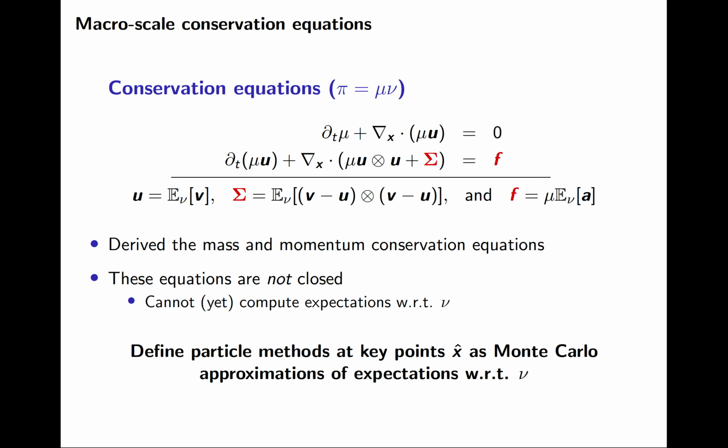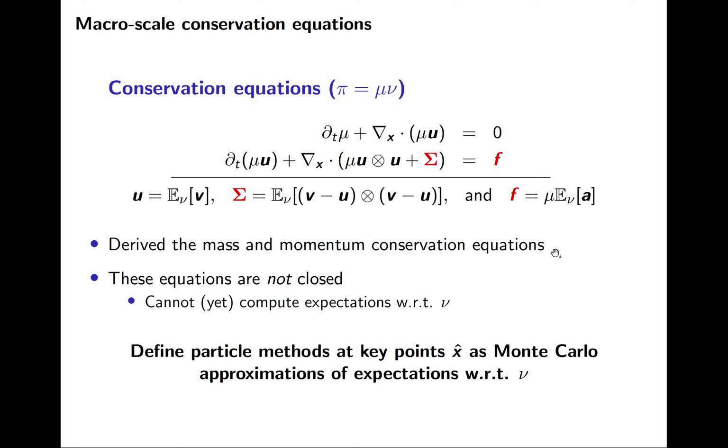This is very similar to a more traditional hydrodynamic model. In this type of hydrodynamic model, the sigma would be either parameterized by an effective viscosity or maybe a constitutive relationship which relates stress and strain. But in our kinetic model, this sigma is the covariance matrix of the conditional density. On the right-hand side, we have the forcing term. This forcing term is exactly what you'd expect. It's the mass density times the expected acceleration. Again, this expectation is with respect to the conditional density.